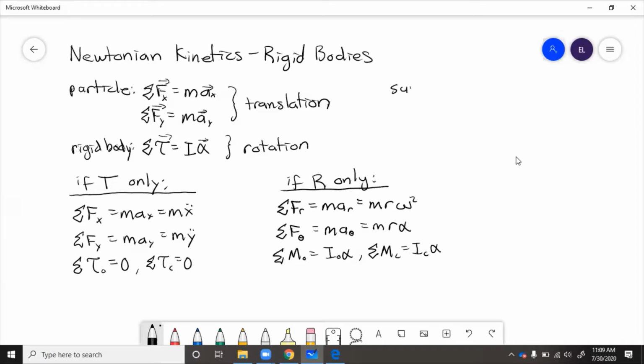So always sum moments around the fixed axis of rotation or mass center of the object. So very, very important.